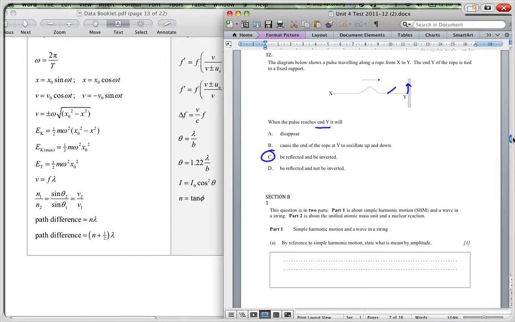So as it comes in here like that, it will apply a force, and the wall will apply an equal and opposite force downwards, which will cause the rope to invert and to go back in that direction, like that. So that would be C.